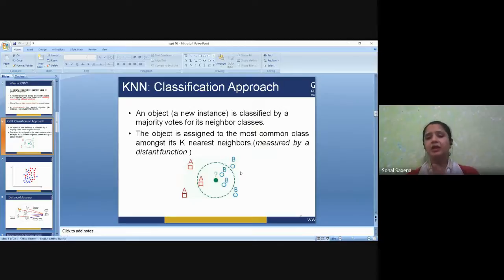So this is what K nearest neighbor does. We make an object to be of a particular class on the basis of the nearest parameter, like the distance parameter. So the object is assigned to the most common class amongst its k nearest neighbors, measured by the distance function.